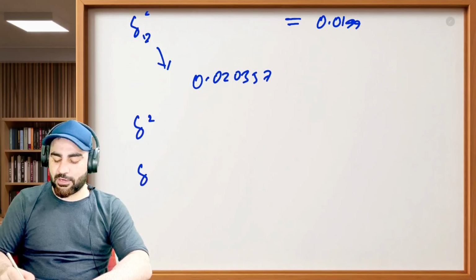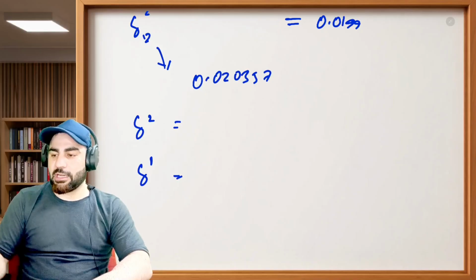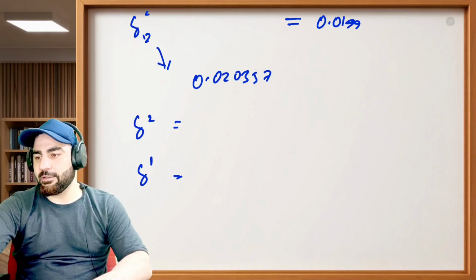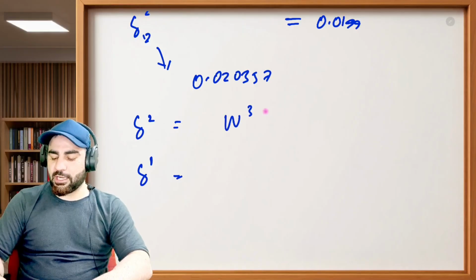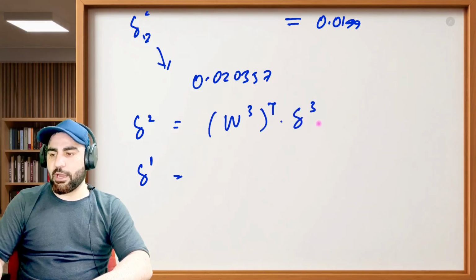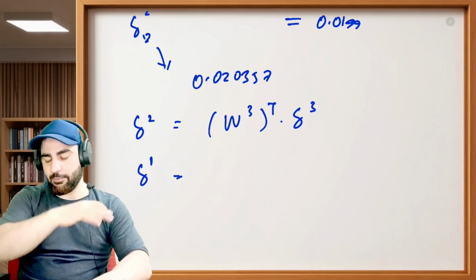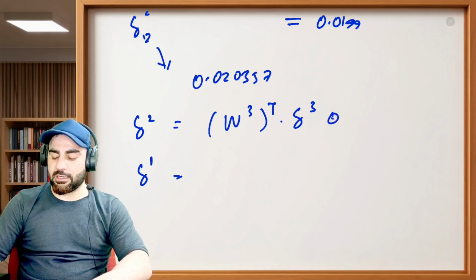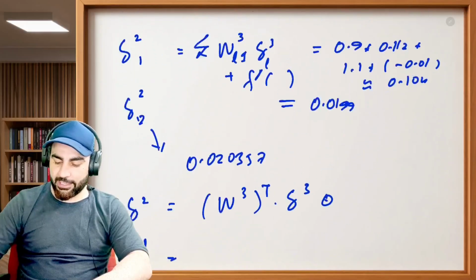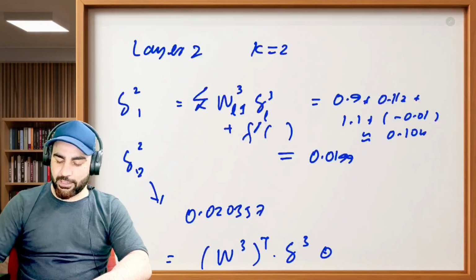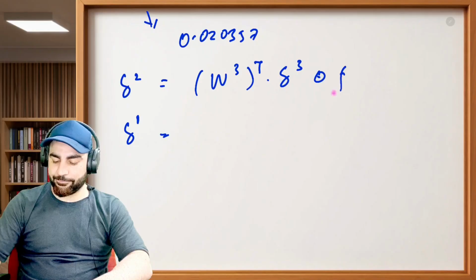Similarly, you will have to compute delta 1. So for delta 2, if I write in vector form, this delta vector is equal to W3 transpose. First we have to do the transpose, and then multiply it with this, and then add the bias. Then we multiply this with the Hadamard product with this vector, f dash of a_k, in this case f dash of a_k.